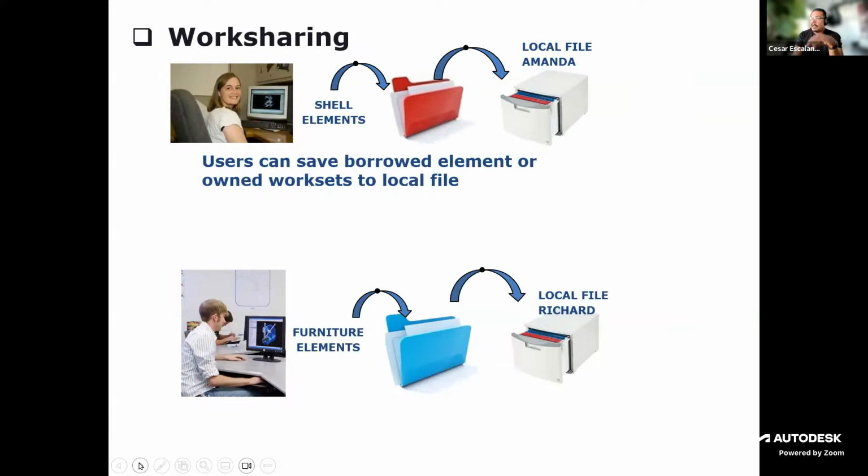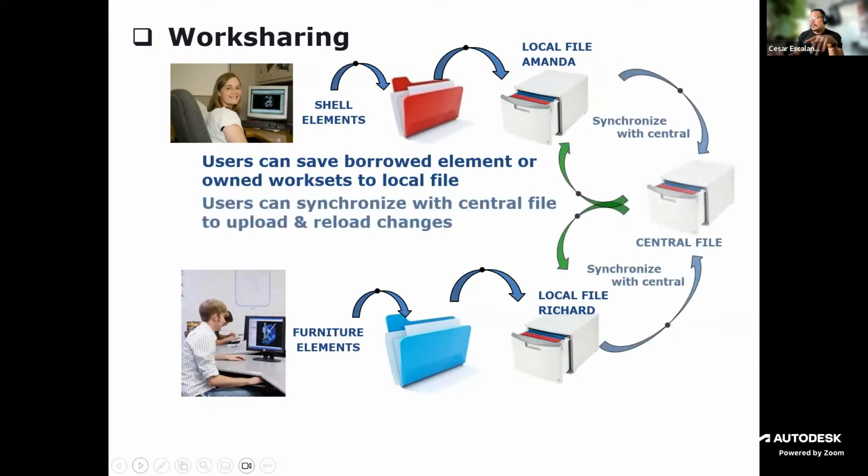So when you save a file, you actually save your local file. But when you synchronize with central, you're actually uploading your changes to the cloud repository and downloading the contribution of other users into your local file. So it's a multi-step process. When you synchronize to central, Revit uploads your changes, then downloads the changes by others, and then saves the file again. And so when you see the synchronization process, you see all these little bars that are confirming the multi-step process.